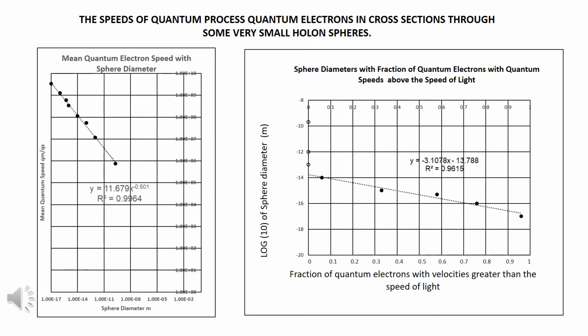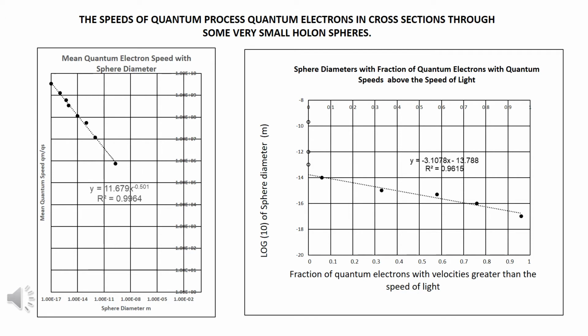The left-hand graph shows the mean quantum speeds of the quantum electrons in different sized holons. As the holons become smaller, the speed of the quantum electrons becomes higher. A best fit equation shown on the graph can be found, linking the average speed of the quantum electrons to the holon diameter. And we see from this that a holon that is 1.51 times 10 to the minus 15 meters in diameter has quantum electrons with an average speed of the speed of light.